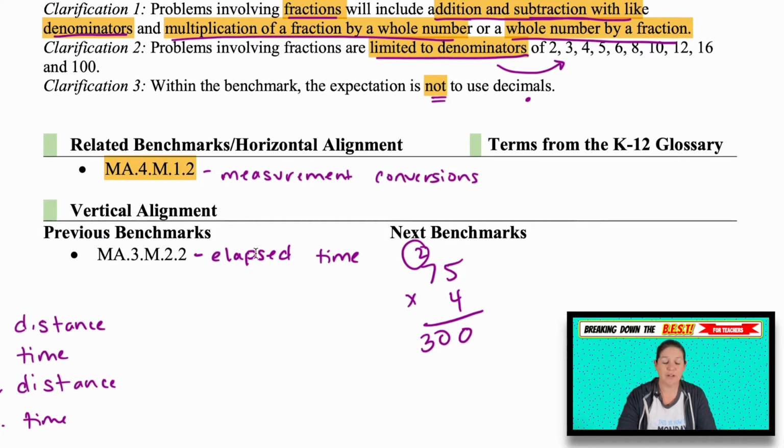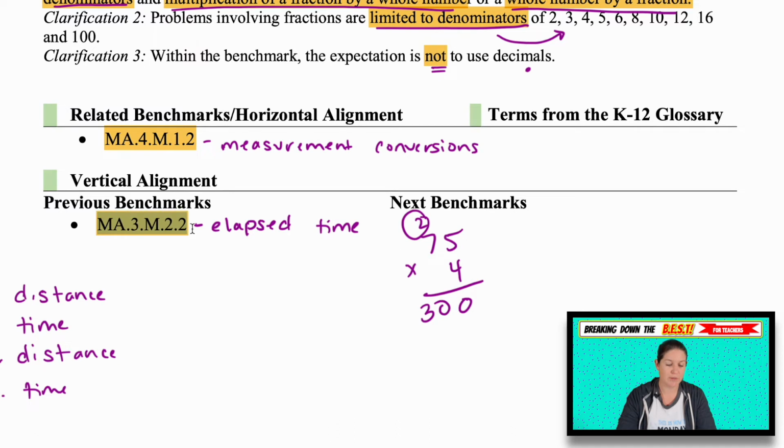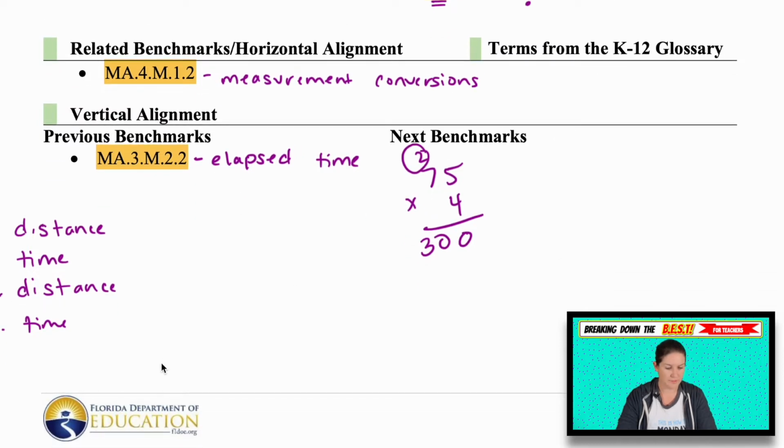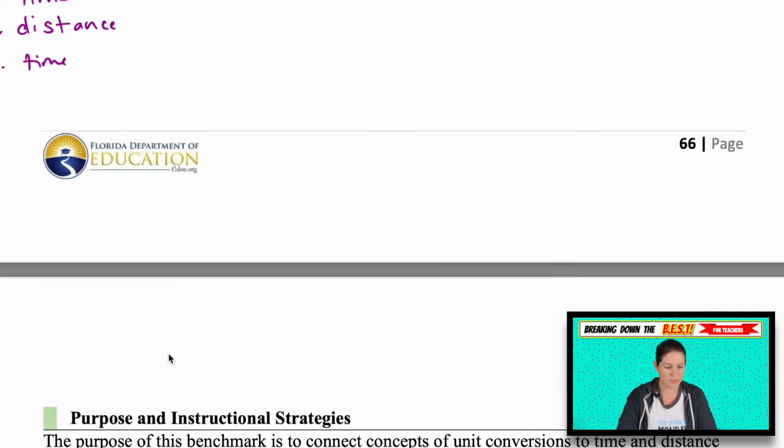Where are they coming from? Well, in third grade, they practiced telling time on the clock, determining the time on an analog and digital clock, and also elapsed time, which is 2.2 for measurement. Just ignore these little notes right there. That was something else I was working on.